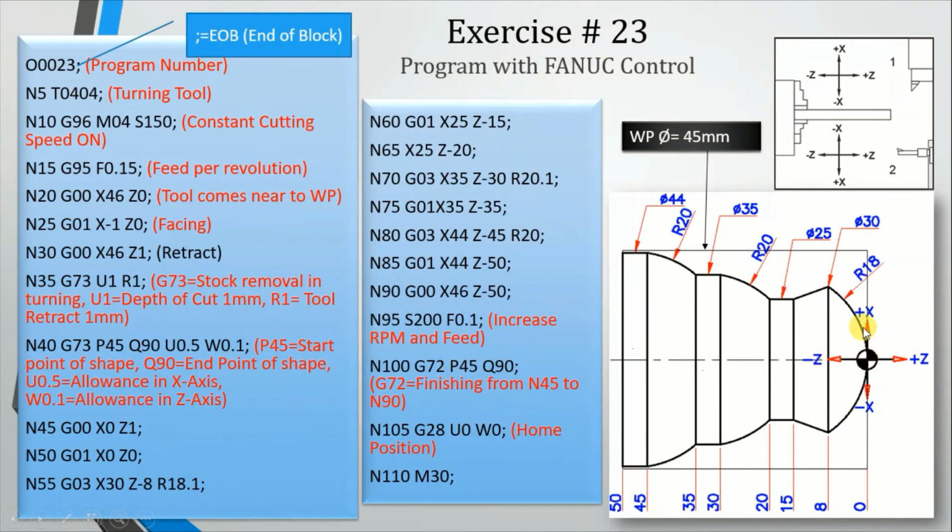So when we write this, the machine will do the finishing from here to here. The tool will come here, simply remove the extra material, and now the diameter will be exactly 25, exactly 35, and this all will be exactly 8, 15, 20. After this, the tool will come here, we will say G28 U0 W0. This is the home position command. The tool will go back to home position, and then M30.